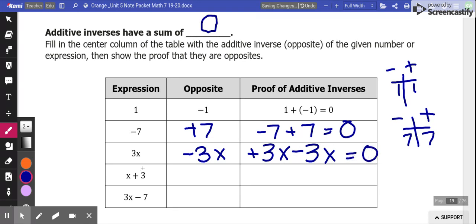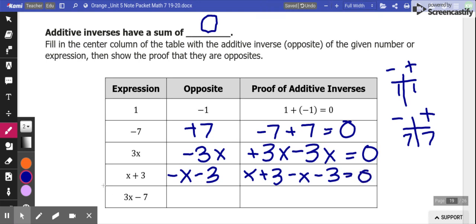Now think about it when it has multiple terms. You want both of these terms to cancel out and become 0. So if I have a positive x, the opposite would be -x. And if I have a positive 3, the opposite would be -3. So the expression x plus 3, the opposite would be -x minus 3. And my proof is that x plus 3 minus x minus 3. So let's see, I have a positive x, a negative x, a positive 3, and a -3. That's going to add up to 0.